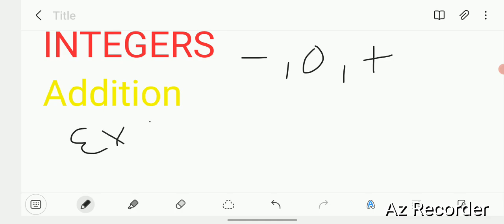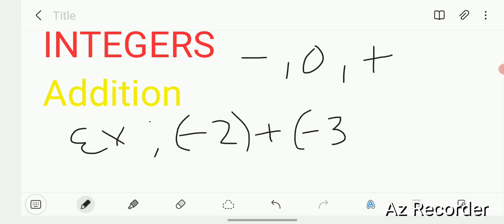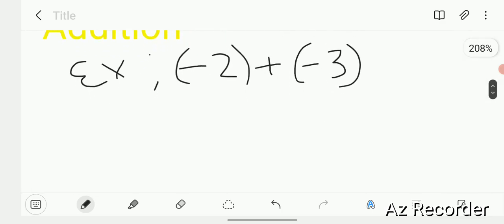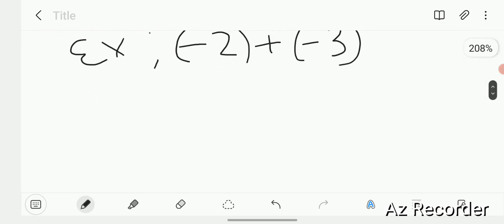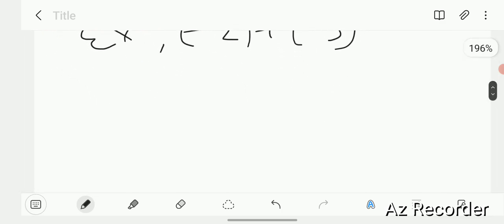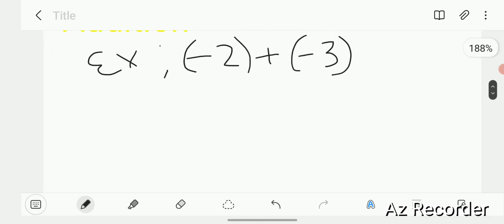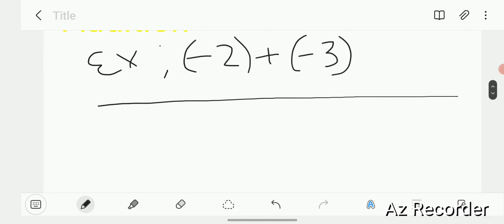Here first I will take -2 plus -3. Okay, how to add this? Most of the students will face problems in this. This is a number line. This is 0. You are already at -2. You have to go -3.